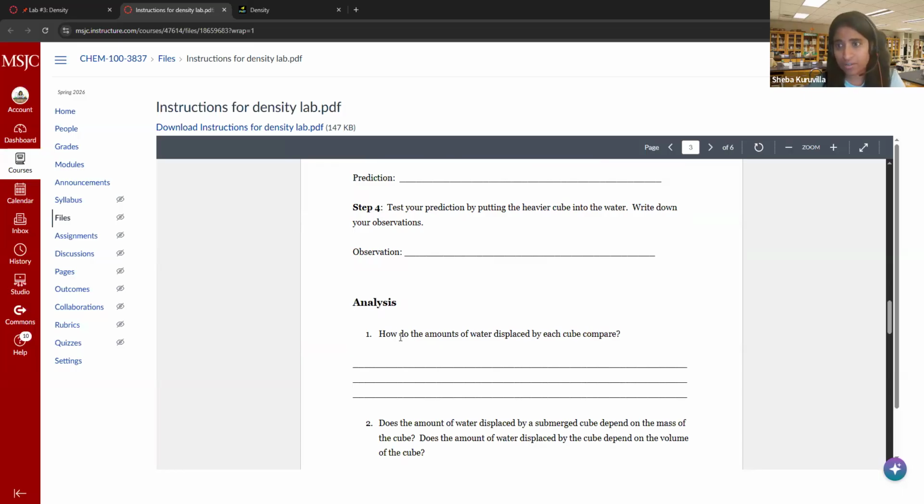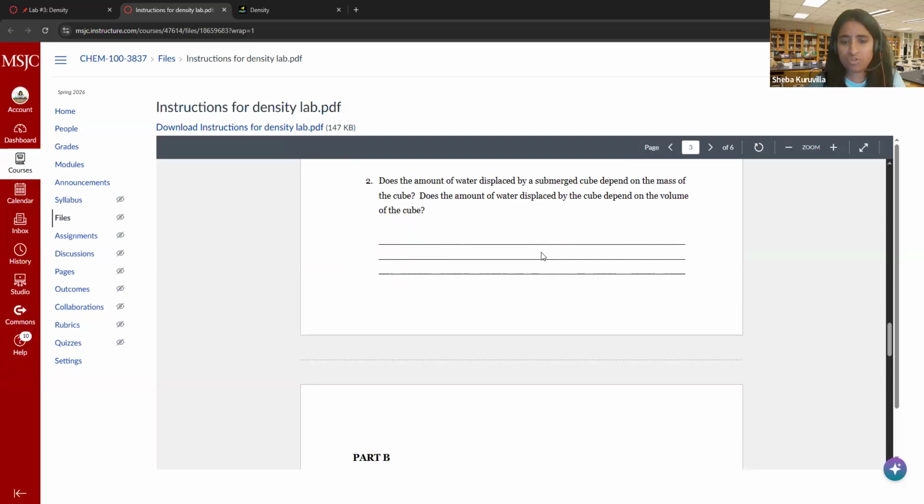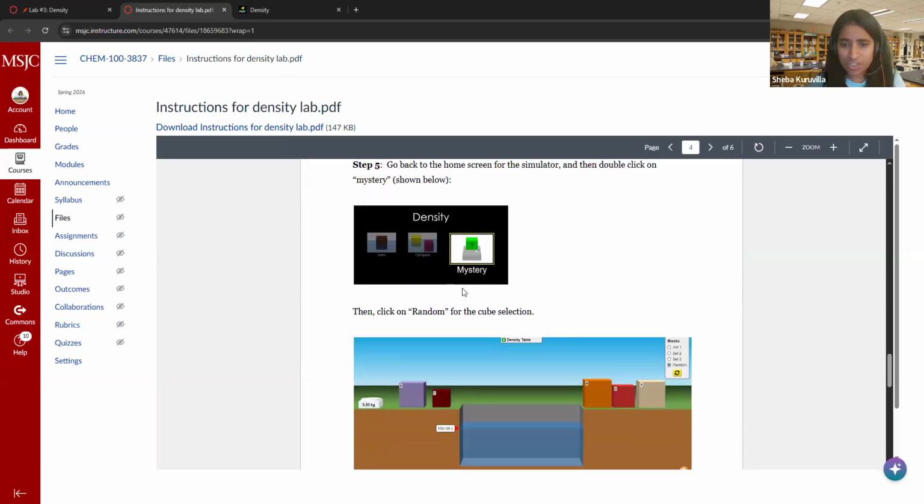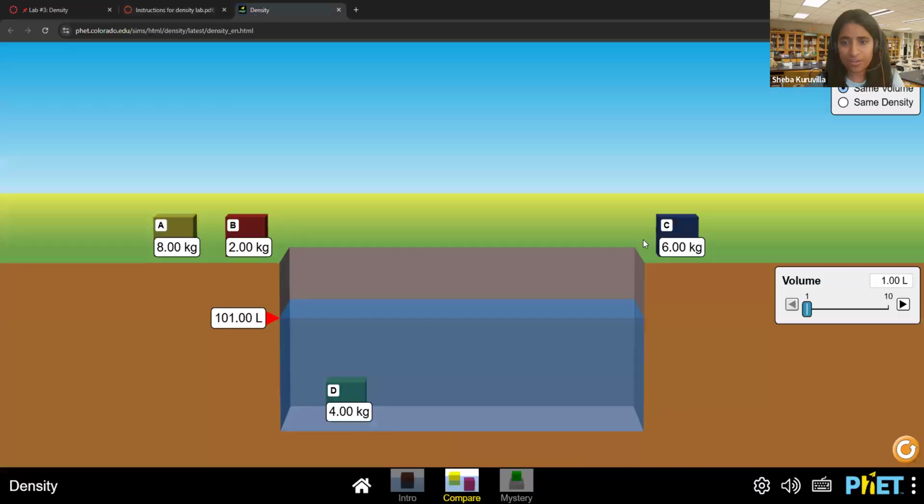So then you write, how do the amounts of water displaced by each cube compare? Was it higher? Was it the same? And just another question asks about what do you think about it? Now, part B is asking you to go to mystery and select random. So that's pretty much this part. Go ahead and put this in, and then we are done.